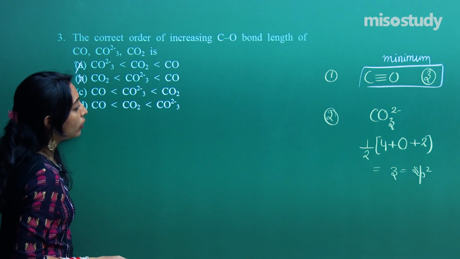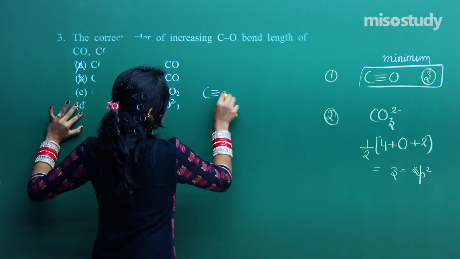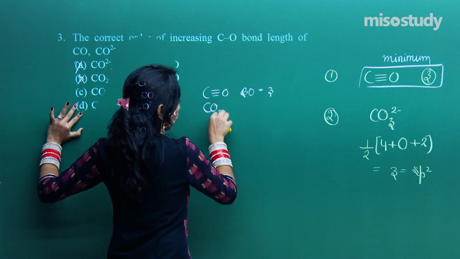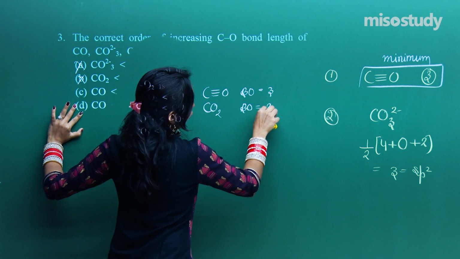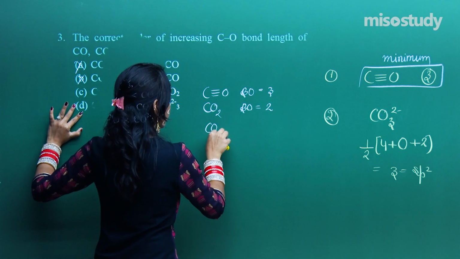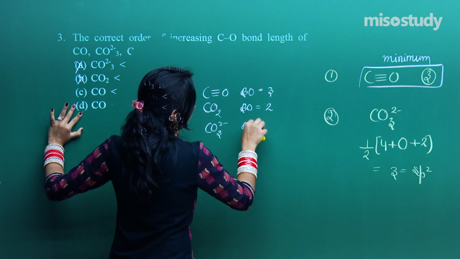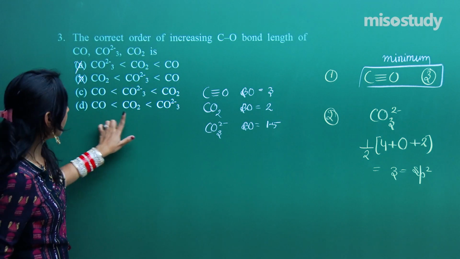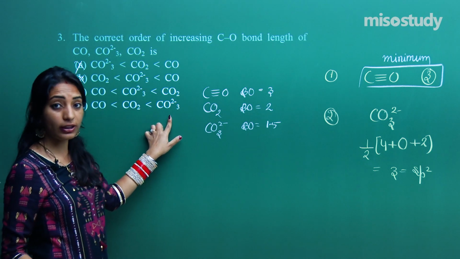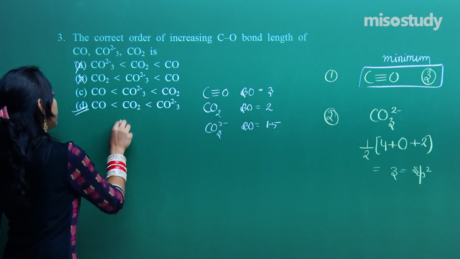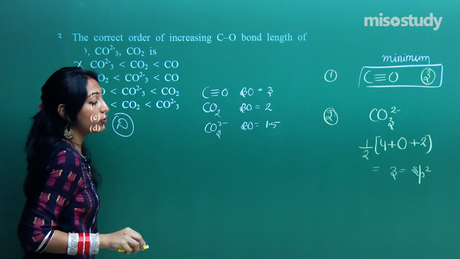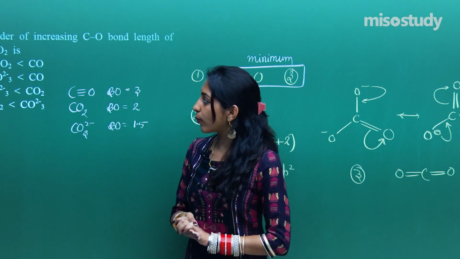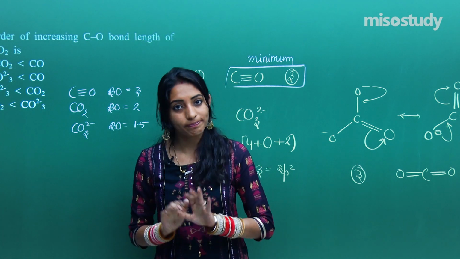Now, CO was bond order 3. Then we have CO2 bond order 2 and then we have CO3 2- bond order 1.5. So the bond length will be smallest in the case of CO, then CO2 and then CO3 2-. So this will be our correct option for this particular question. Not a tough question, quite an easy question.